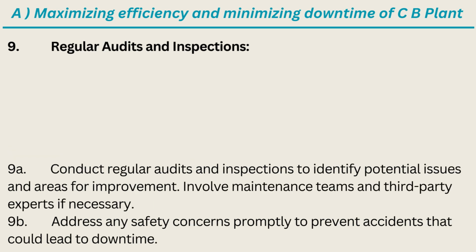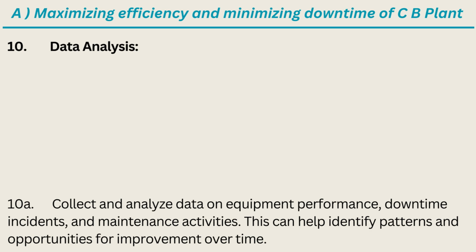9. Regular audits and inspections. 9A. Conduct regular audits and inspections to identify potential issues and areas for improvement. Involve maintenance teams and third-party experts if necessary. 9B. Address any safety concerns promptly to prevent accidents that could lead to downtime. 10. Data analysis. 10A. Collect and analyze data on equipment performance, downtime incidents, and maintenance activities. This can help identify patterns and opportunities for improvement over time.